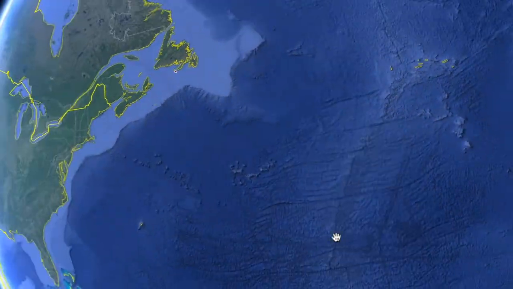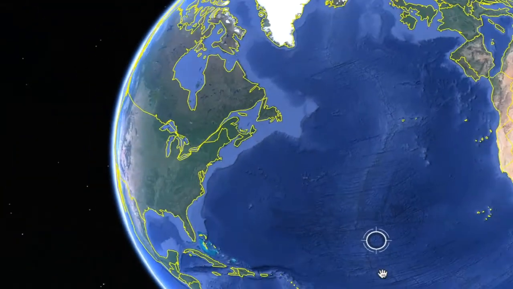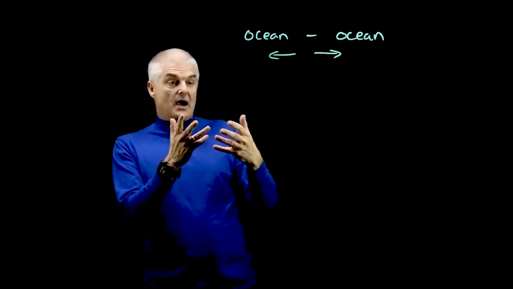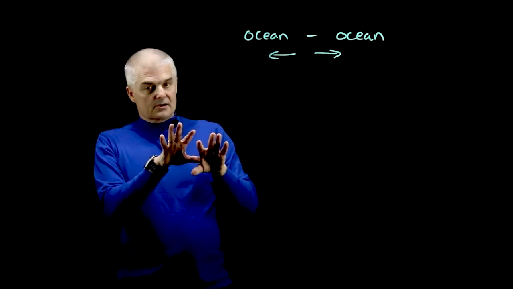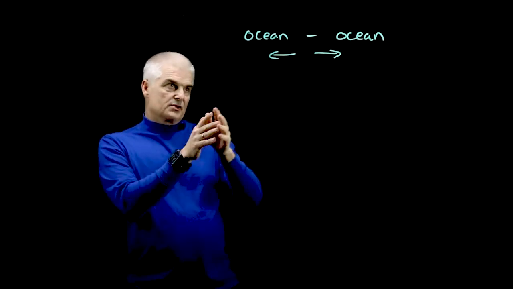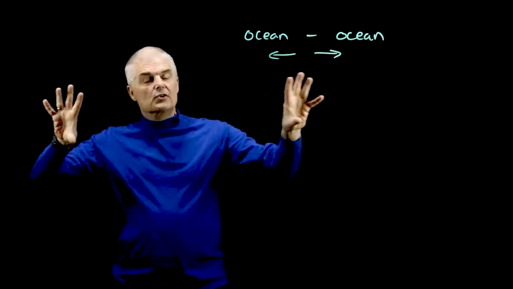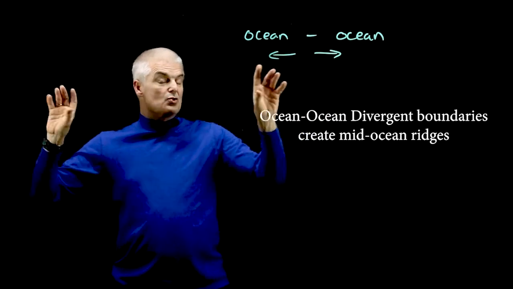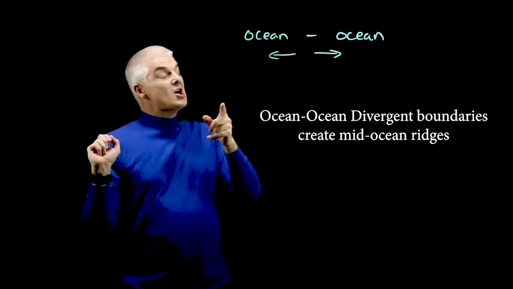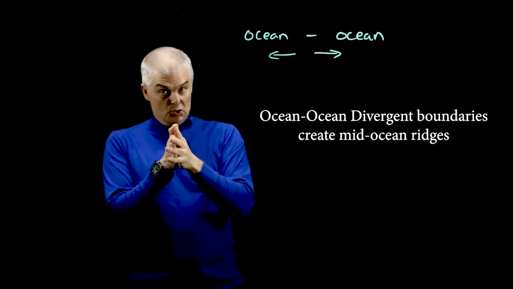An interesting thing that happens is the youngest rocks, right? This is when it comes from magma into rocks, it forms. The youngest rocks are in the middle of the ocean. So an ocean-ocean divergent plate boundary, what's going to happen? You are going to create, pretty cool, you're going to create a mid-ocean ridge.